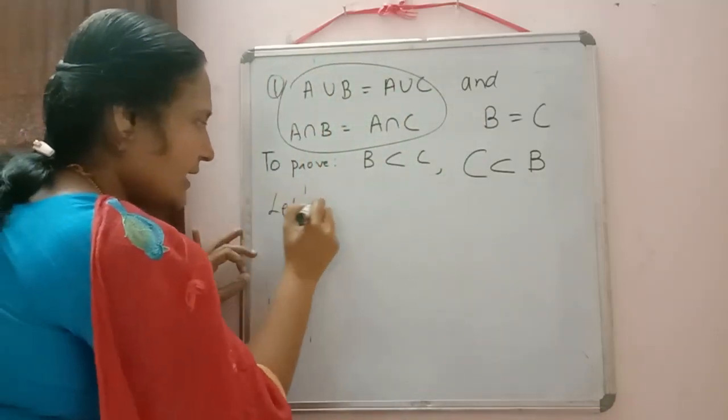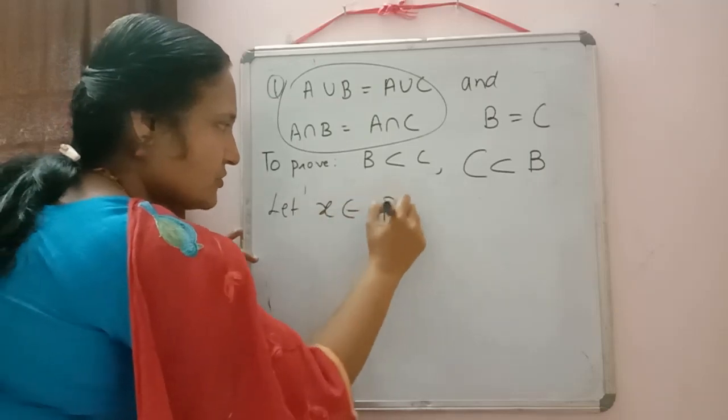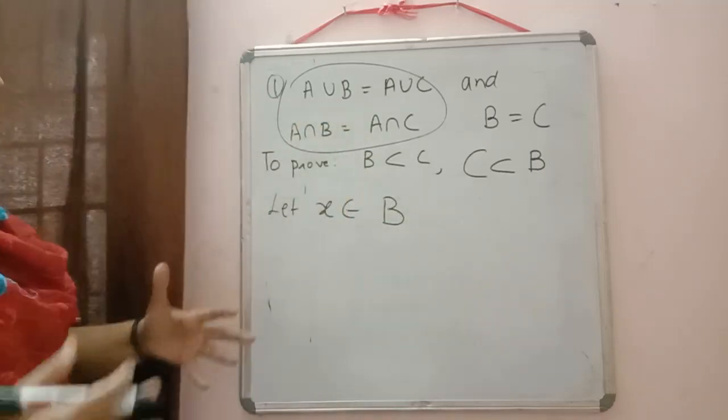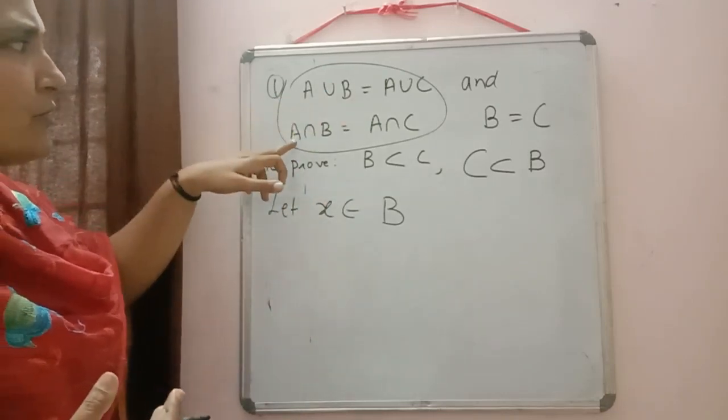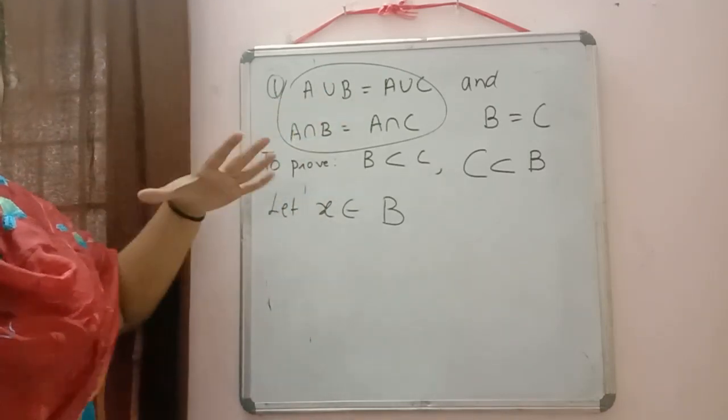So I have taken an element X which belongs to B. So confirmly what we will say? Whether it belongs to A union B or it will belong to A intersection B. Confirm.